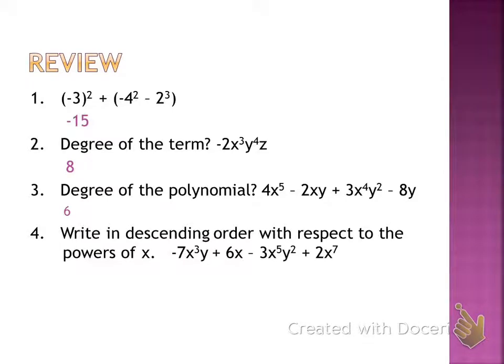All right, number 4 says write in descending order with respect to the power of x. So what that means in easy terms is the biggest exponent of x to the smallest exponent of x. Descending order means start at the biggest, go down. So I'll give you a second. Give this one a shot on yours, and then we'll see how you did.